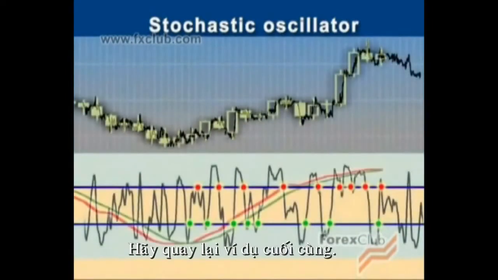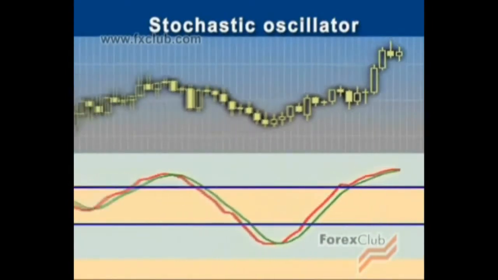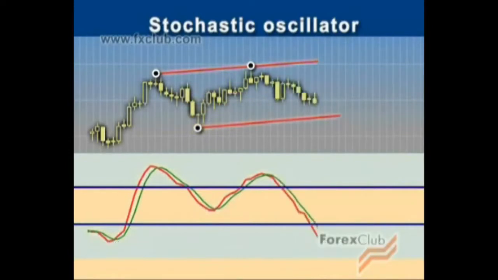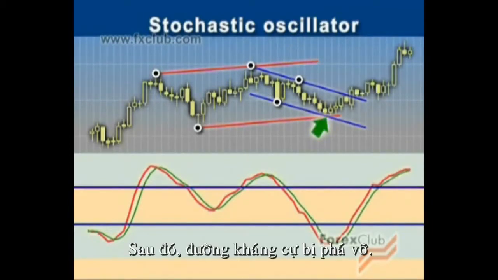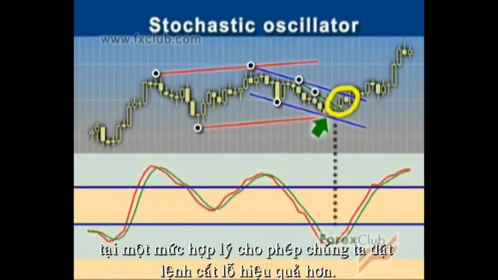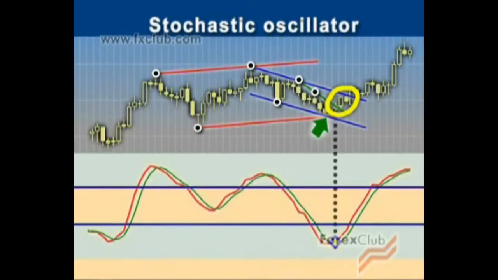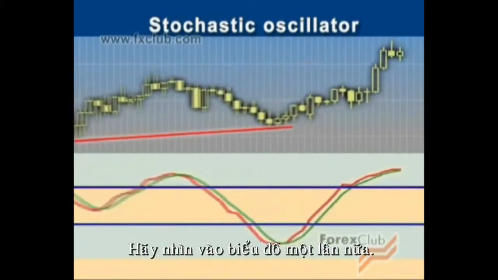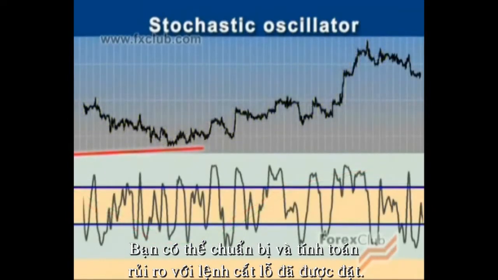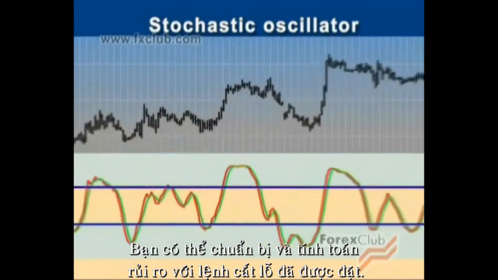Let's get back to the last example. On the 23rd of October 2002, price reached the support level and the channel line. Later breakouts of resistance lines occurred. Further hourly chart support lines or correction levels allow us to place well-founded stop losses. Let's look at the chart once again so you can take informed and calculated risks, that is, with a stop loss well placed.